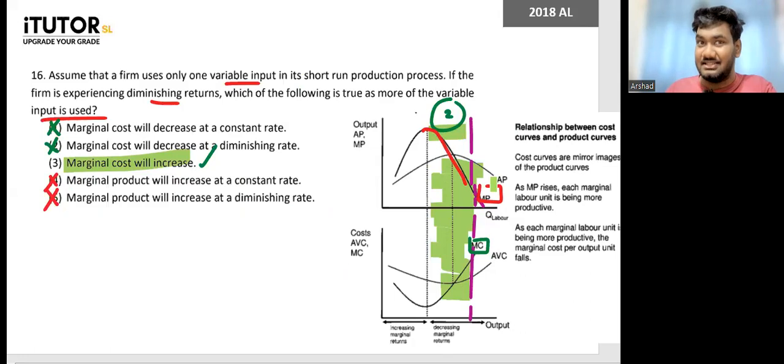Is that okay, guys? So in your exam, they can ask you about stage number 1 or they can ask you about stage number 3, right? So you need to know what is happening in the curve. They might not ask you on diminishing returns. They can ask you negative returns or increasing marginal returns. They can change this part.